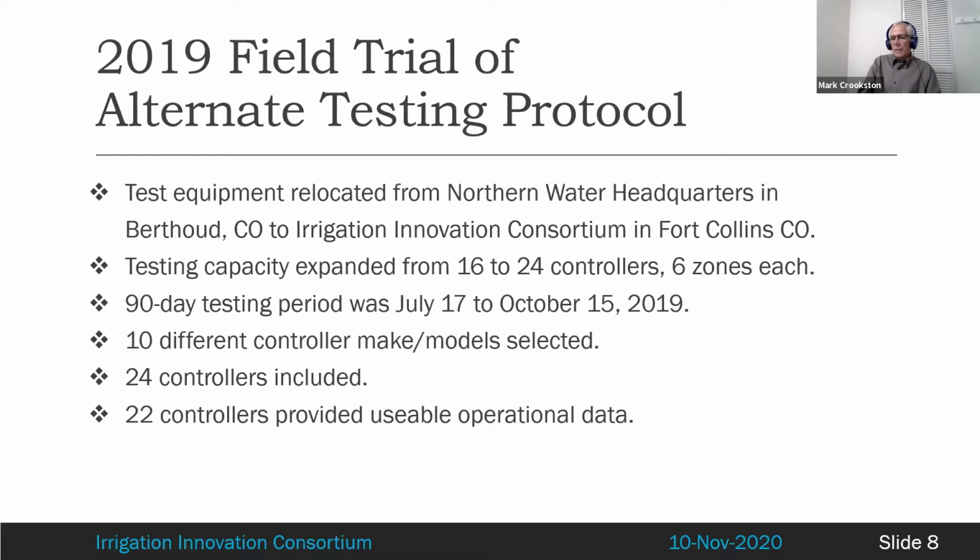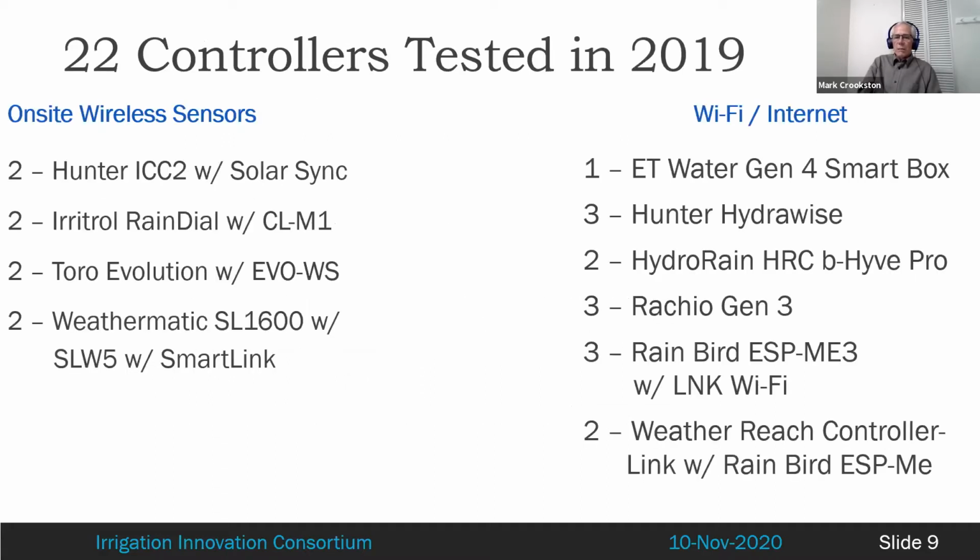As the purpose of the 2019 testing was principally for validation of the alternative test method, it included replicates of each controller. Usable data was successfully obtained from 22 of those 24 controllers. 8 controllers used on-site weather sensors, while 14 controllers utilized Wi-Fi internet for weather data sources. All controllers tested had already achieved the WaterSense label.